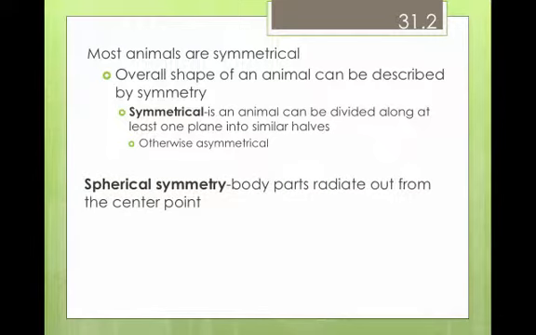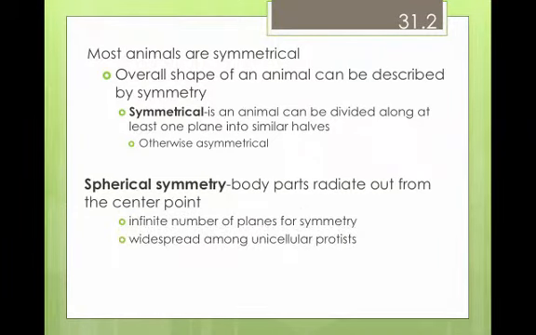So spherical symmetry is that body parts radiate out from a center point. Just like a sphere, you have all these points that are a certain radius away from the center point. So they have an infinite number of planes for symmetry. They are widespread among unicellular protists, and most animals possess other forms of symmetry. So most animals do not have spherical symmetry.